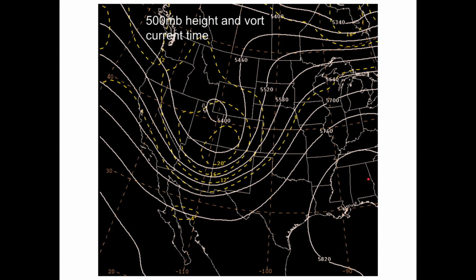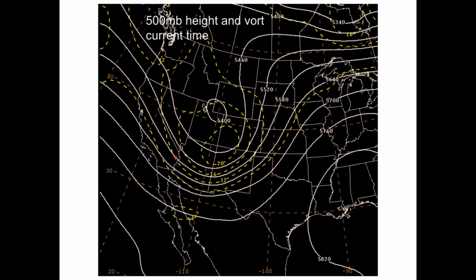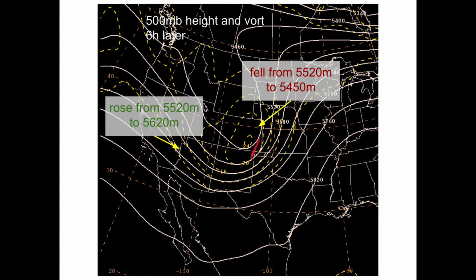Here's what the 500 millibar height looks like at the current time. And let's step forward in time by 6 hours. You notice that the heights fell in Colorado and New Mexico, and the heights rose back in Arizona and Southern California. So we can compare these two. You can see that the trough basically moves to the east and the heights fall, and a ridge moves in behind it and the heights rise.